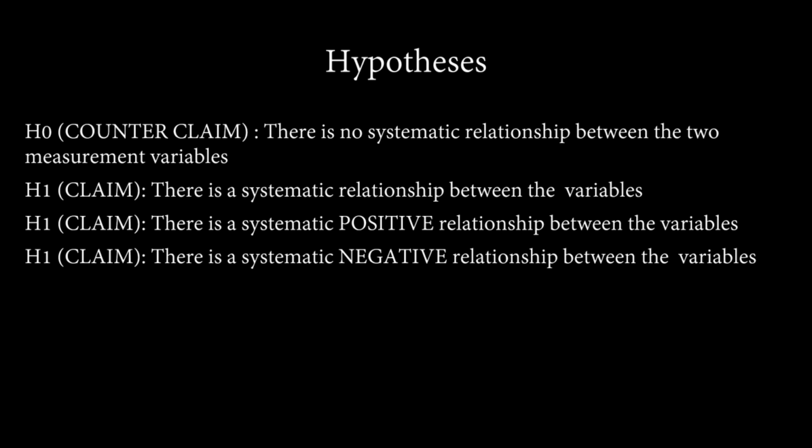First of all, we could say there is just a relationship between the variables without specifying what that relationship is. We could also claim that there is a positive relationship between variables. In other words, that both variables will be high, and that will be a systematic relationship. When one is high, the other is high. And the third claim is that there is a negative relationship between the variables, meaning when one variable is high, the other is low.